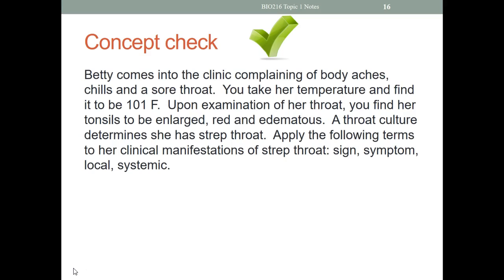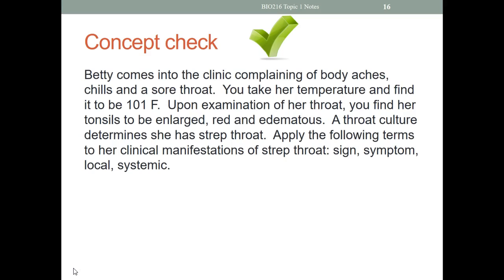Okay, next concept check. Betty comes into the clinic complaining of body aches, chills, and a sore throat. You take her temperature and find it to be 101 degrees Fahrenheit. Upon examination of her throat, you find her tonsils to be enlarged, red, and edematous. The throat culture determines she has strep throat. Apply the following terms to her clinical manifestations: sign, symptom, local, and systemic. So let's go through each of these things.